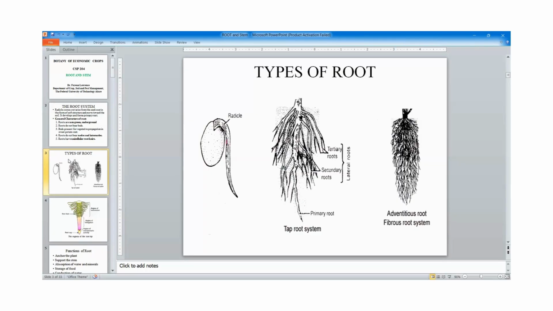Adventitious roots are roots that emanate from the stem, not from the radicle. Also, some leaves have roots. Any roots from other parts of the plant, apart from the radicle, are adventitious roots or fibrous roots. These can be found in grasses.